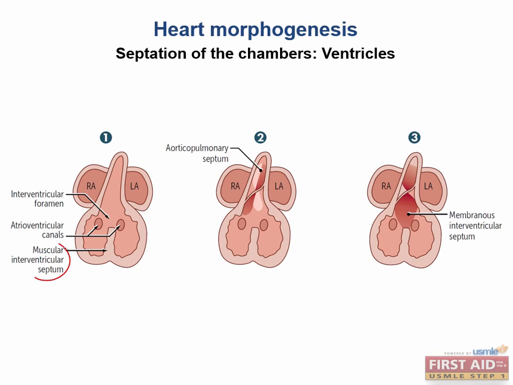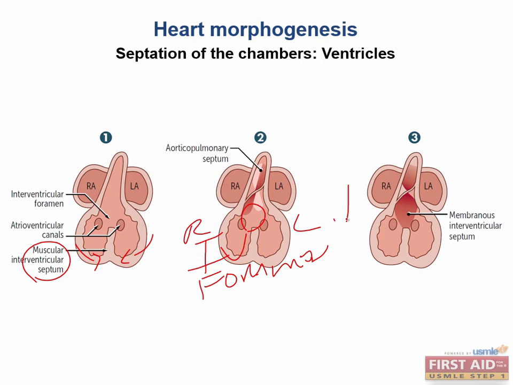So again, we've made our muscular interventricular septum by the growth of the muscular part of the walls. Notice how we still have a communication above this newly formed muscular interventricular septum. Now what's left over is the interventricular foramen. How are we going to close off this communication between the left and the right ventricle? The endocardial cushion sitting directly above the muscular interventricular septum will send a membranous sheet of tissue downward.